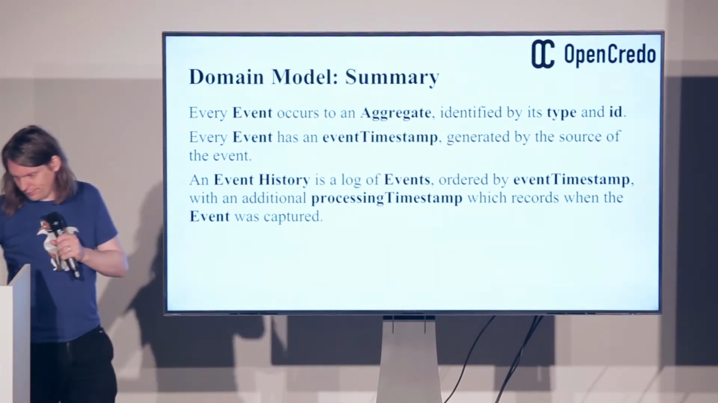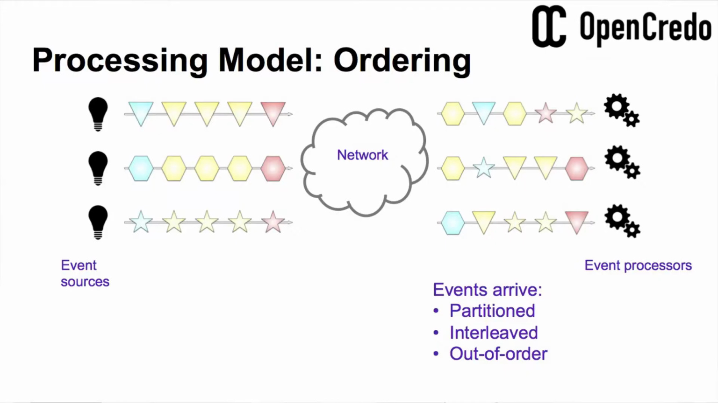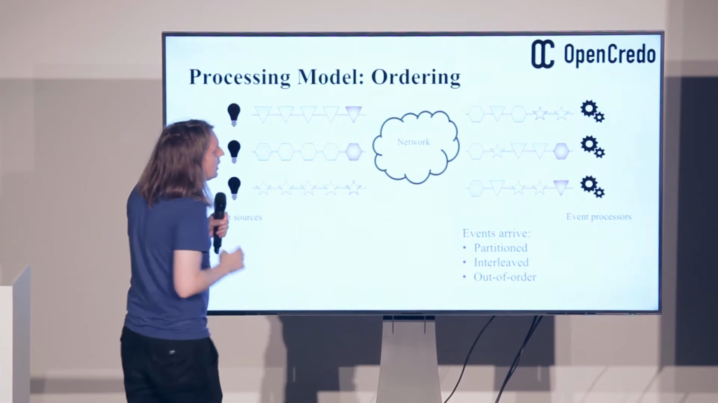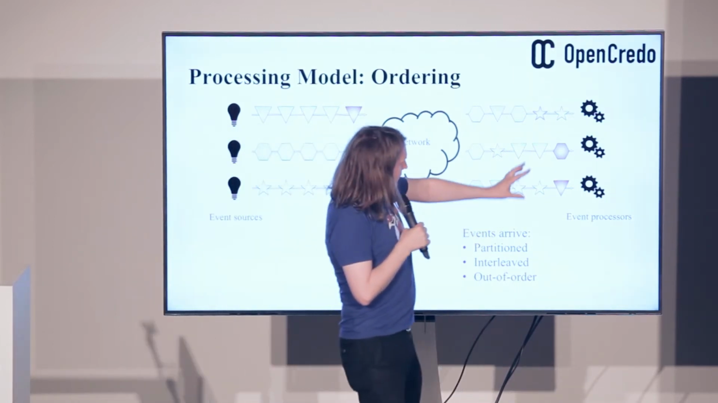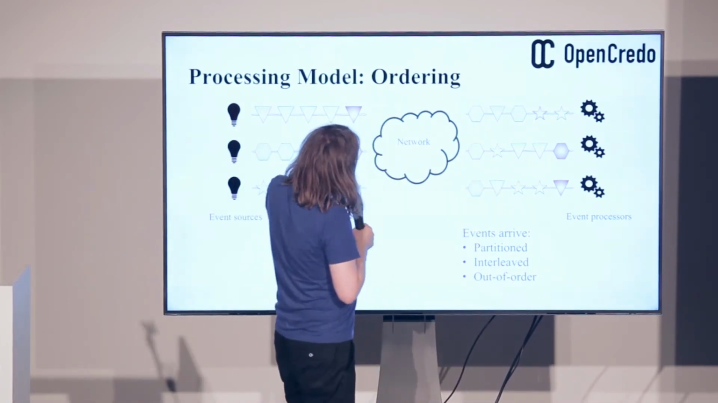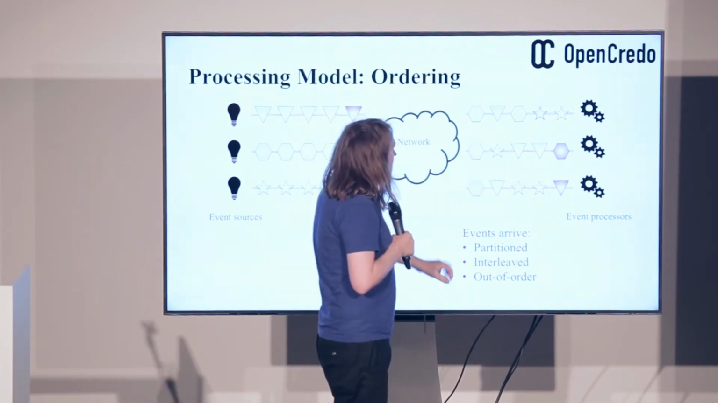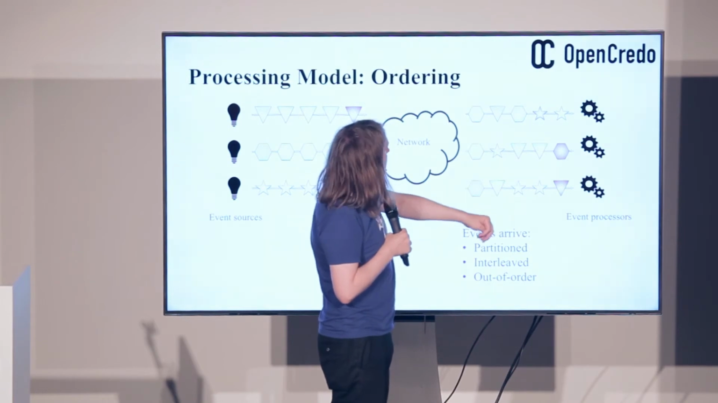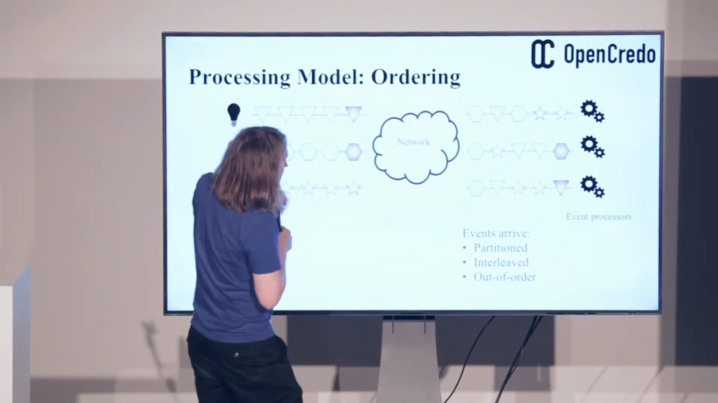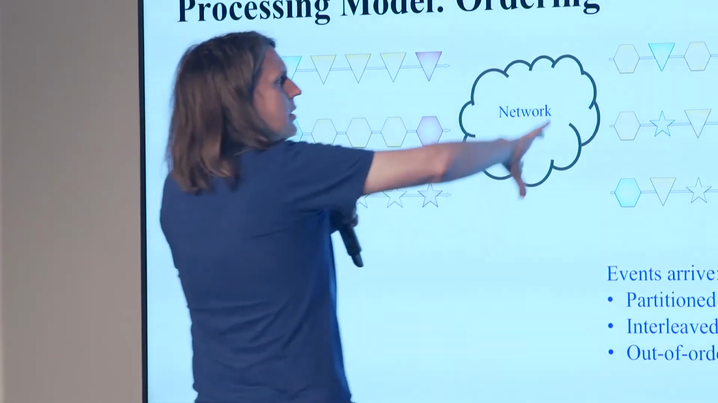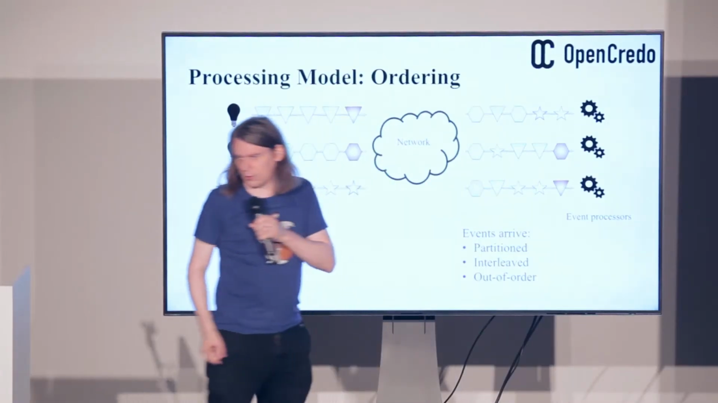So one of the challenges that we have is to deal with ordering. If we imagine we have multiple event sources, and they're all emitting streams of events into the network, by the time they arrive at our event processors, they've been partitioned, so events from different things have ended up in different streams. They become interleaved, and they may be out of order. So the creation events here may actually be arriving after subsequent events. So we need to sort all of this out into some kind of meaningful order.